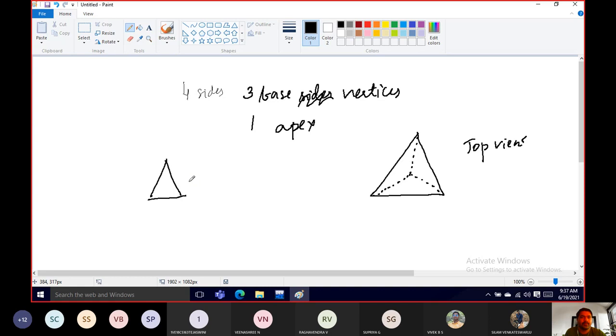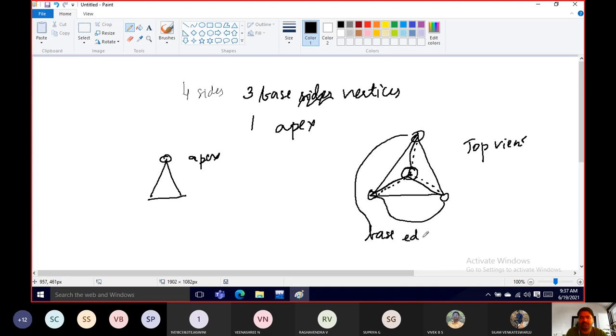Yeah, this will be the top view, if I just join these lines. And this will be the side view. All right. So this particular point is called the apex, and the remaining 3 points, 1, 2, 3, are the base vertices, which I can call the edges, right? So how many triangles do we have in a tetrahedron? We have 4 triangles, right?